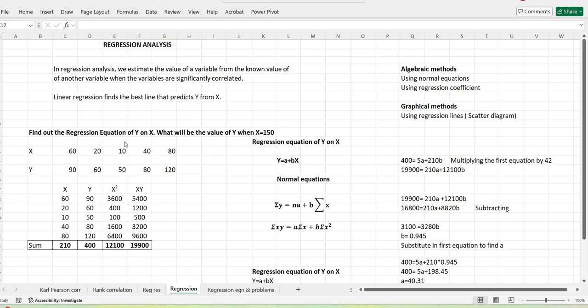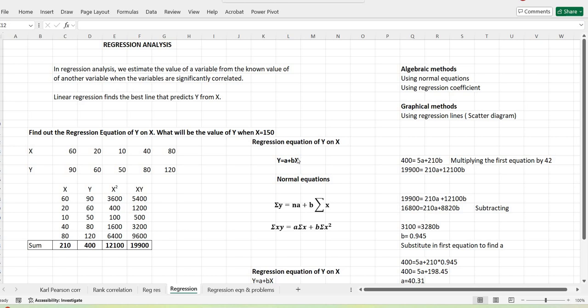So we have a problem here. We have x and y variables and we have to find out the regression equation and see what will be the value of y when x is equal to 150. So, for this, the regression equation is given by y is equal to a plus bx, where b is the slope and a is the y-intercept, similar to the straight line equation in algebra, y is equal to mx plus c.